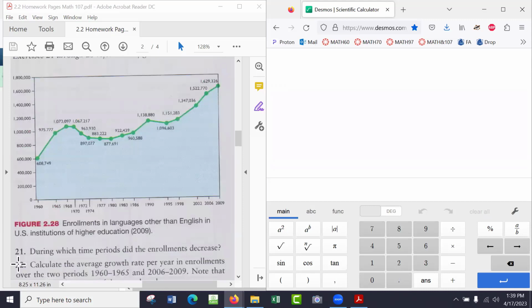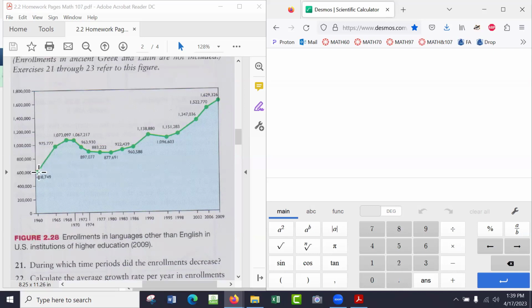Okay, so question 21. During which time periods did the enrollments decrease? Well, from 1960, this is enrollments in languages other than English in U.S. institutions of higher education. In other words, colleges in America where students are enrolling in Spanish, French, German, Arabic, whatever, right? Languages other than English, right? American Sign Language also, right?